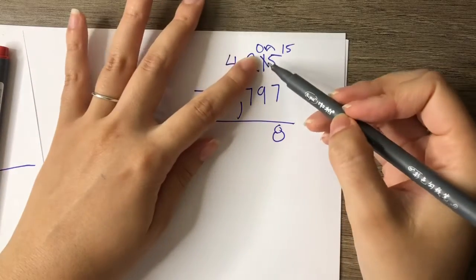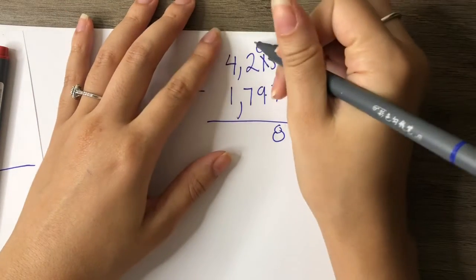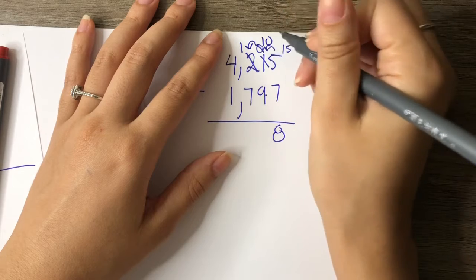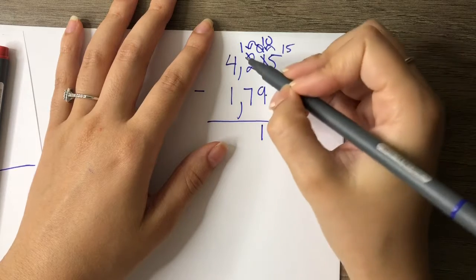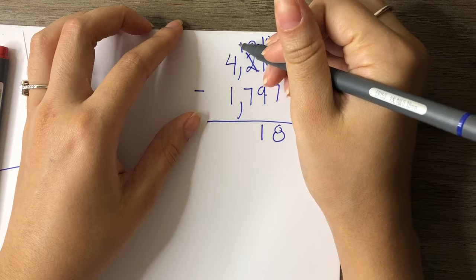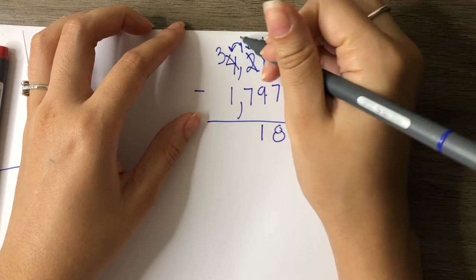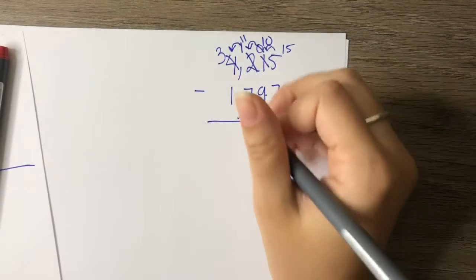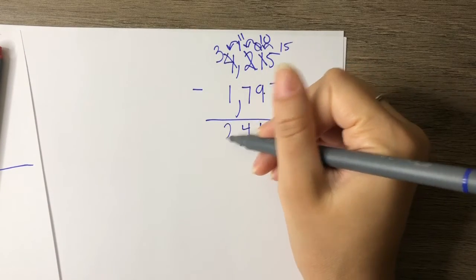Now we move to the tens place. 0 minus 9, you can't do that one. So you have to borrow from the 2. The 2 turns into a 1. The 0 turns into a 10. Then you can do 10 minus 9, which would give us 1. Then you do 1 minus 7. You can't do that. So you borrow from the 4. The 4 turns into a 3. Then the 1 turns into an 11. So 11 minus 7, that would give us 4. Then 3 minus 1 would give us 2.